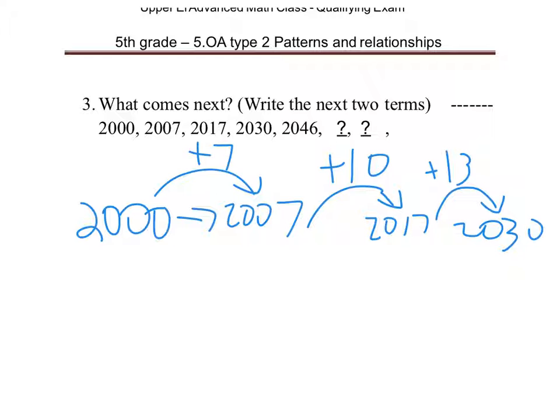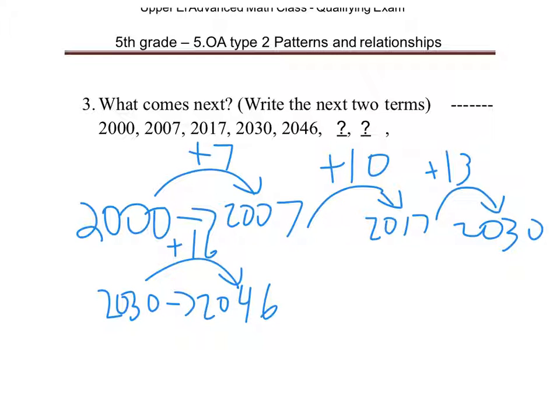So let's see if that's true. So from 2030 to 2046, that's a jump of 16, 3 bigger than the jump 13, the previous. So we expect the next jump to be plus 19.